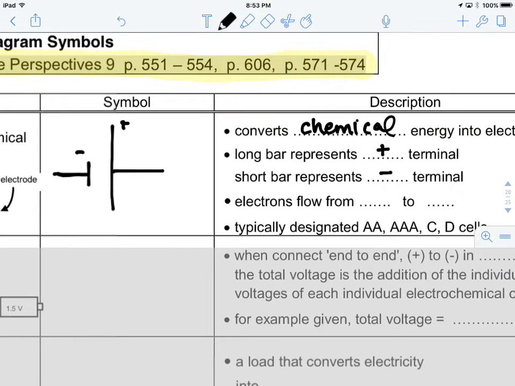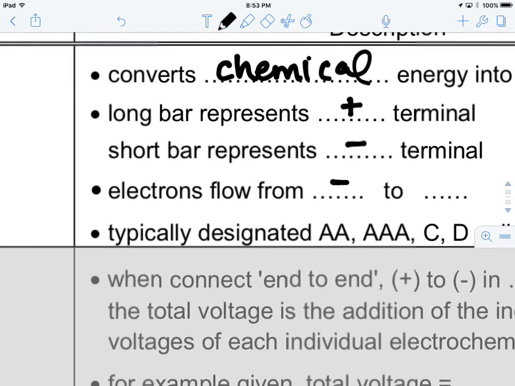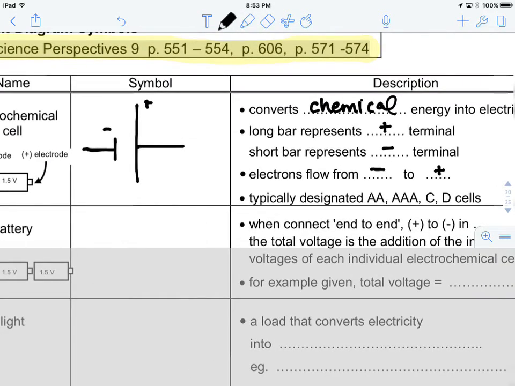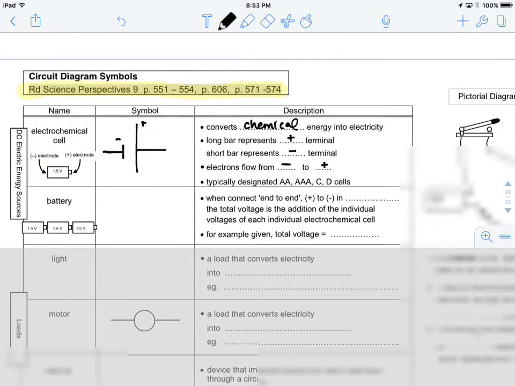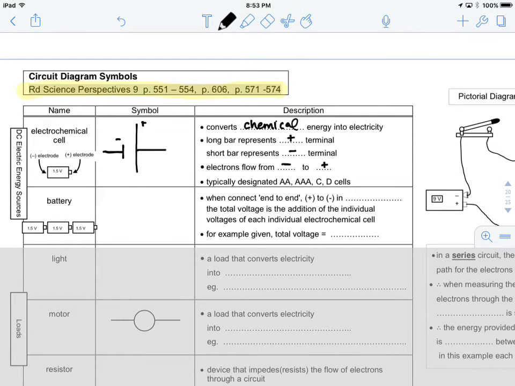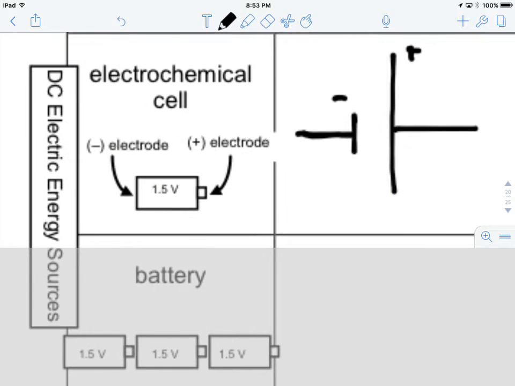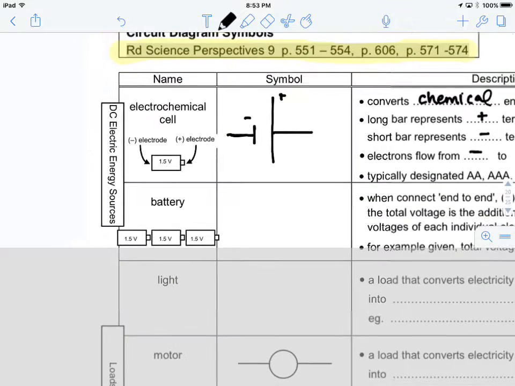And we know that because electrons are negative, they flow away from a negative towards a positive. Okay, so they flow away from negative towards positive. There's all different types of electrochemical cells. There's AA, AAA, C, and D, and those represent the different sizes. But this is basically what one of these things looks like, and you can very often tell the positive electrode has the little bump on it, and the negative electrode is the flat side. Okay, so that's the electrochemical cell.